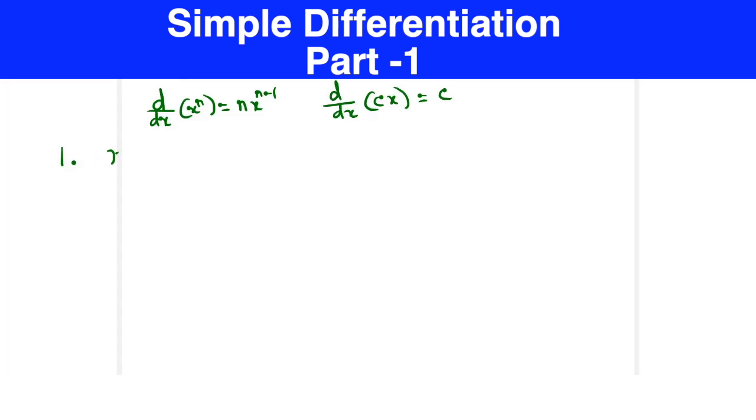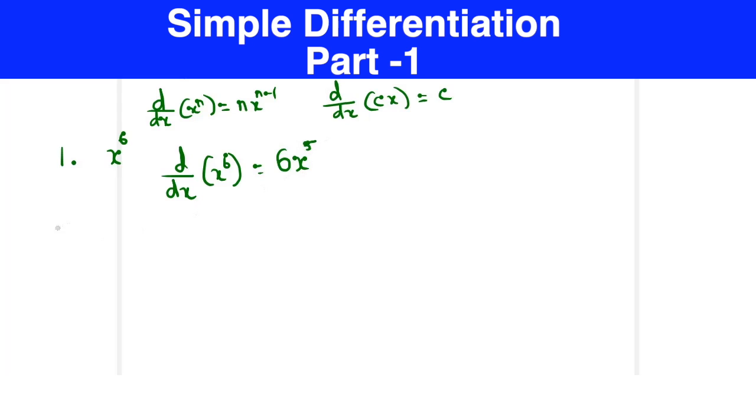First example, let's take x power 6. So d by dx of x power 6. In this case, you have to compare it with the formula. We see that n is 6. So on differentiation, it is 6x power 5.